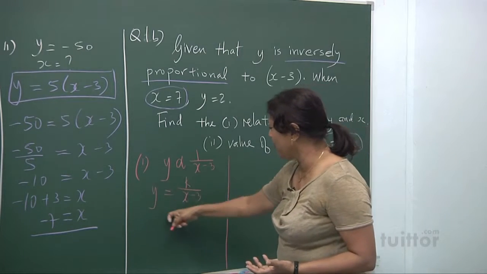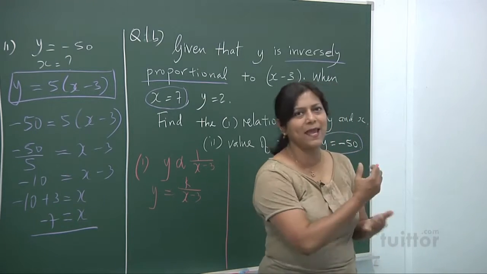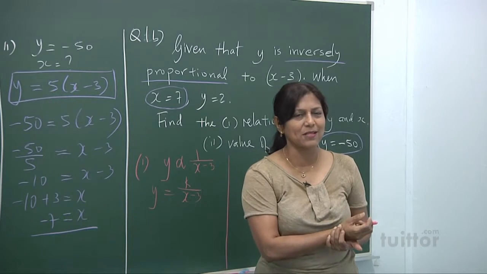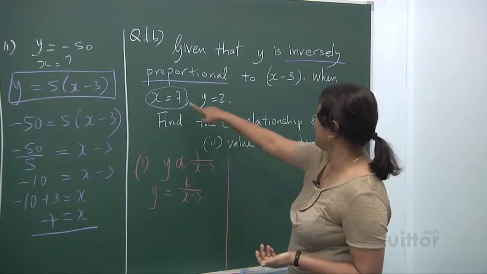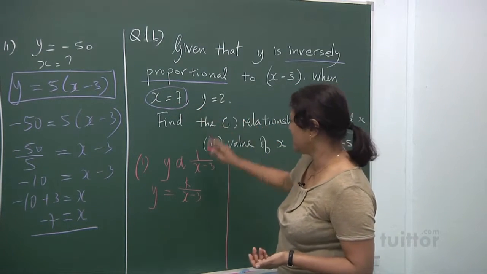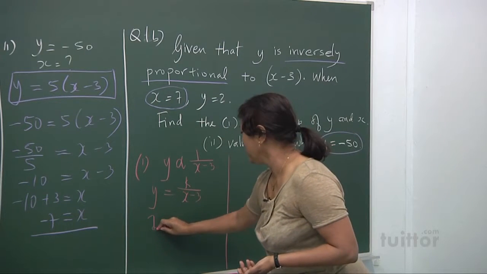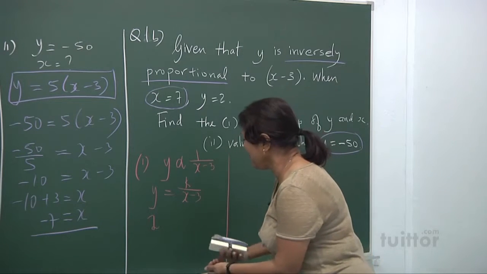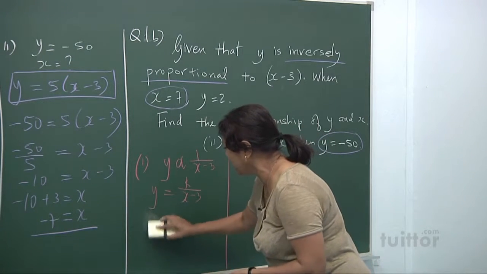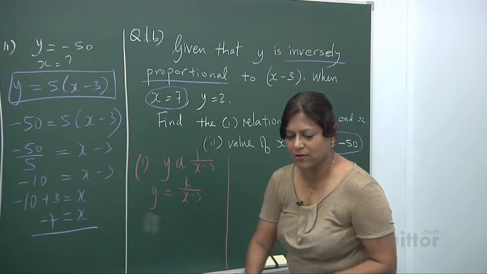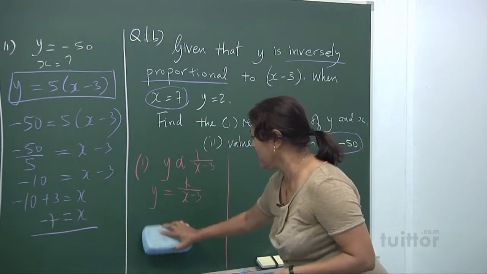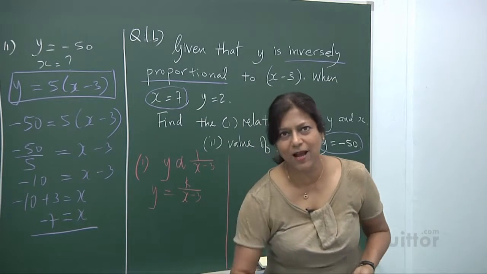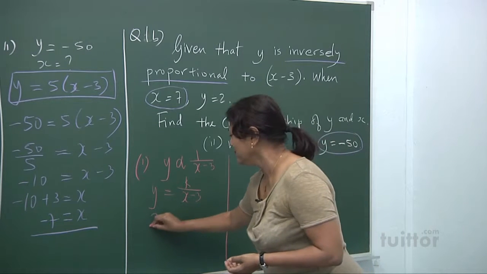Alright, now once we've got that, we've got to find out who is k. K never changes, it's a constant here. And you look at it, x is 7, y is 2. So you put here y, you're 2, and x, you're 7. Let me write my 2 properly. I don't like this 2. You know, numbers, when you write, you've got to write neatly and clearly. Let me tell you, presentation of your answers is very important.